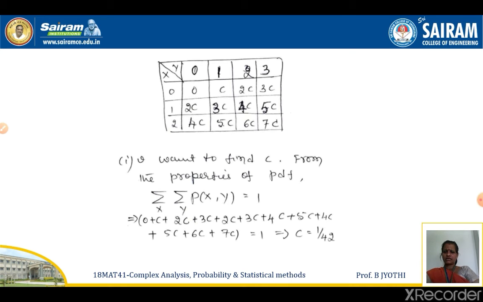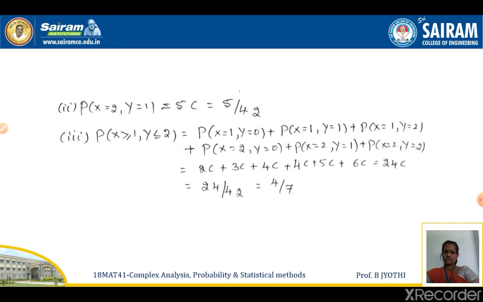X is 1 and y is 2, it should be 4c, where c is 1 upon 42. That means it should be 4 divided by 42. Sorry, x is 2, y is 1. So it is 2x plus 1. It should be 5c. Therefore, it will be 5 into 1 by c, that is 42.